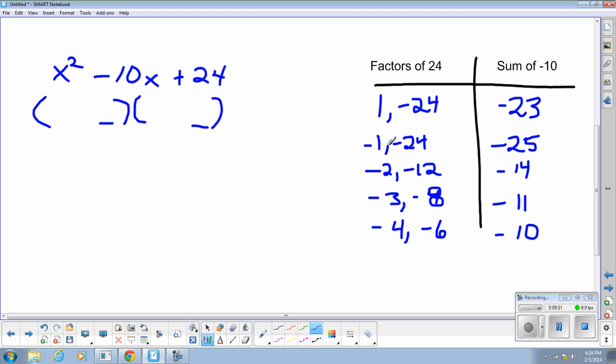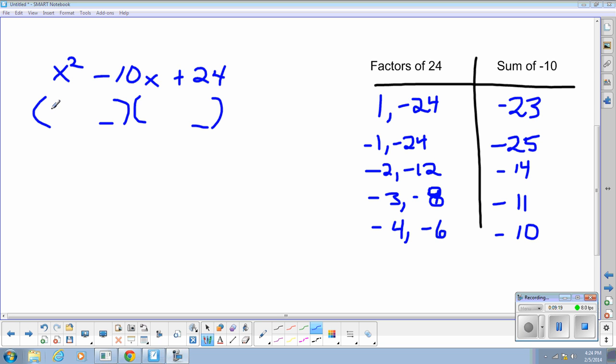And if you notice here, 1 and 24, the factors are getting closer together as I go up the list. And once I reach that point where they're right next to one another, or I get a number times itself, I won't have any factors left to do. But here's my sum. Negative 10 and negative 4 times negative 6.